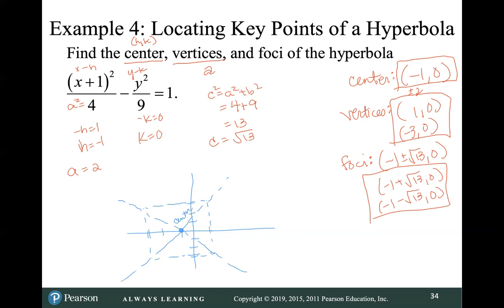X goes first, so my vertices go on my x direction. There is my hyperbola. So the center was -1, 0. My vertices are 1, 0 and -3, 0, confirmed here. And then the foci should be just outside of that by a distance of c, which we calculated. And that's how we can see that it is a distance of -1 plus and minus the square root of 13. The distance from the center to the foci is the square root of 13 units in both directions.